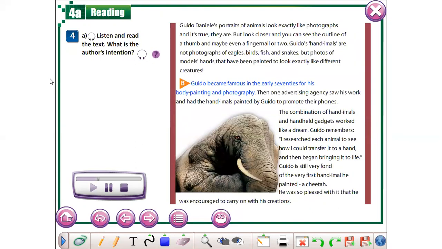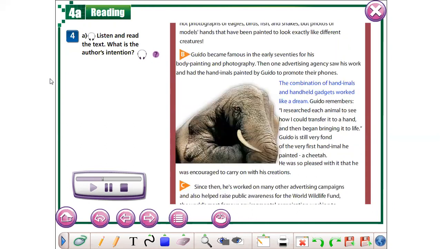Guido became famous in the early 70s for his body painting and photography. Then one advertising agency saw his work and had the handimals painted by Guido to promote their phones. The combination of handimals and handheld gadgets worked like a dream. Guido remembers, I researched each animal to see how I could transfer it to a hand, and then began bringing it to life. Guido is still very fond of the very first handimal he painted, a cheetah. He was so pleased with it that he was encouraged to carry on with his creations.